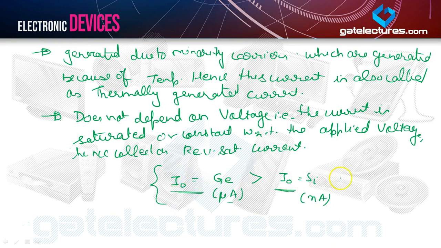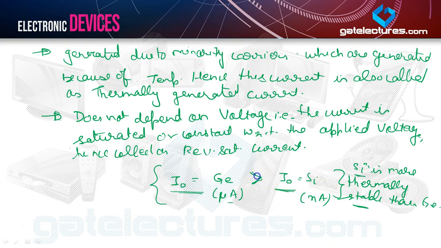So silicon is more thermally stable than germanium. That's why we mostly prefer silicon over germanium in making the semiconductors. Okay, so general preference is silicon. Also, the abundance is there. Huge abundance of silicon is there in the environment. So that's why there are some important factors that I am going to discuss soon.